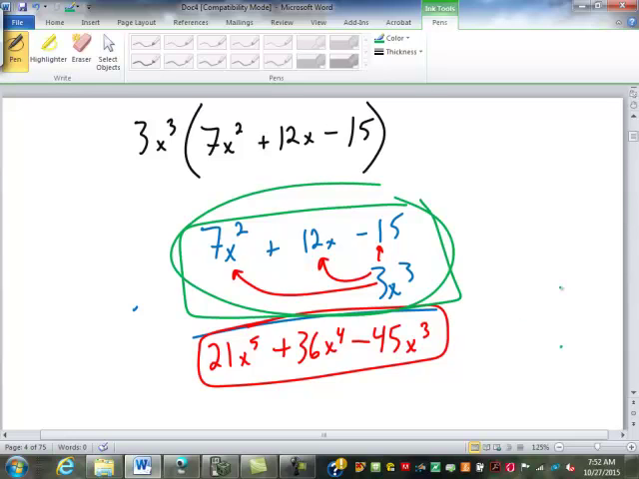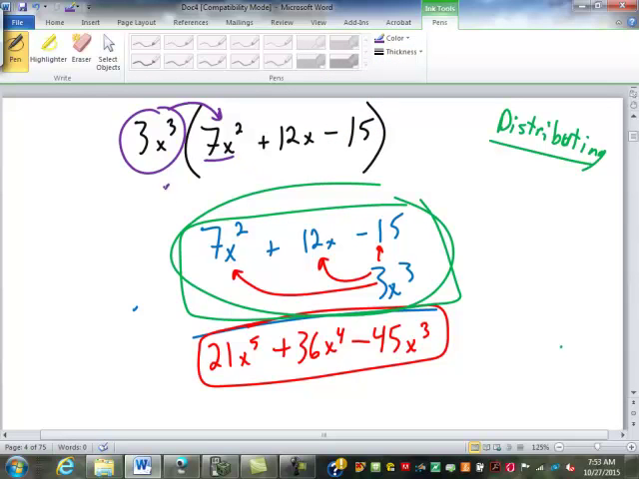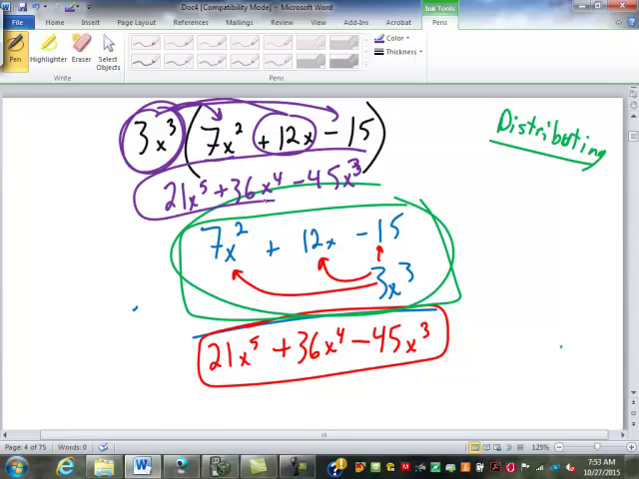Now this shortcut would work with whole numbers as well. It's just we carry with whole numbers, so it doesn't work so well. But I'm going to show you. It's called distributing. To distribute, and that's a U, not an O, we just leave it as it is sitting here, and we start with 3x to the third times 7x squared, which is 21x to the fifth. 3x to the third times 12x, which is a positive 36x to the fourth. 3x to the third times negative 15 is a negative 45x to the third. It's just a way of saving some steps and shortening it up, taking up less paper.